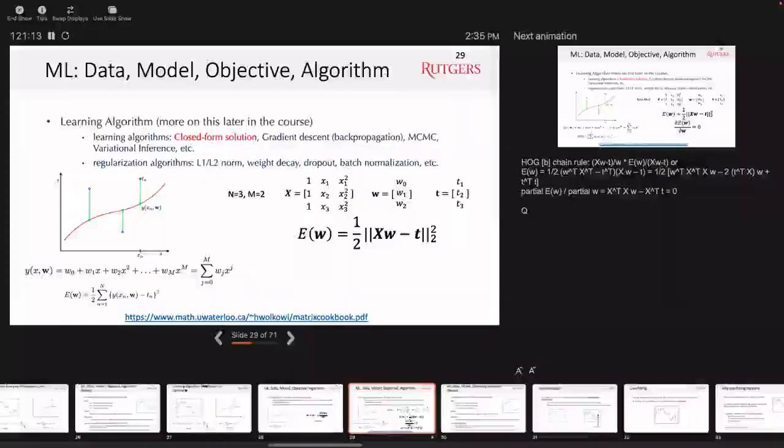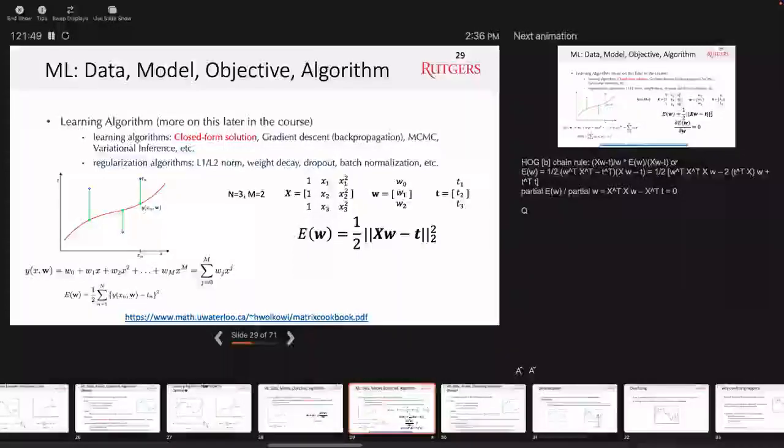So this is our matrix X, okay? And we have a W, which is our parameter. So here we have W0, W1, and W2, okay? We also have T, right? We're going to concatenate the labels of these 3 data points into a vector, T1, T2, T3. So T is going to be equal to T1, T2, and T3.